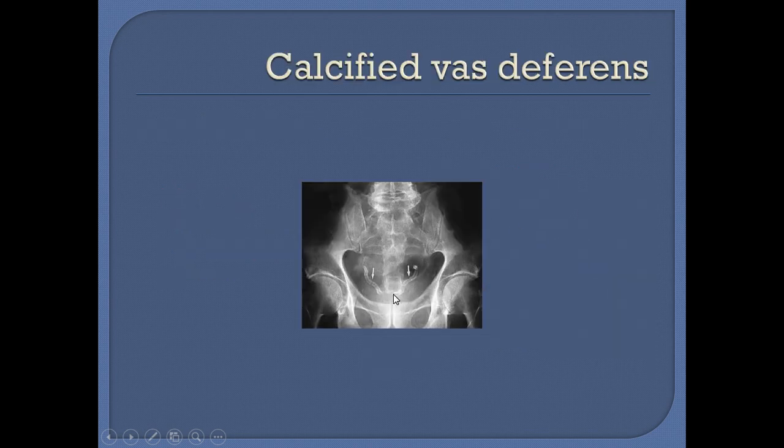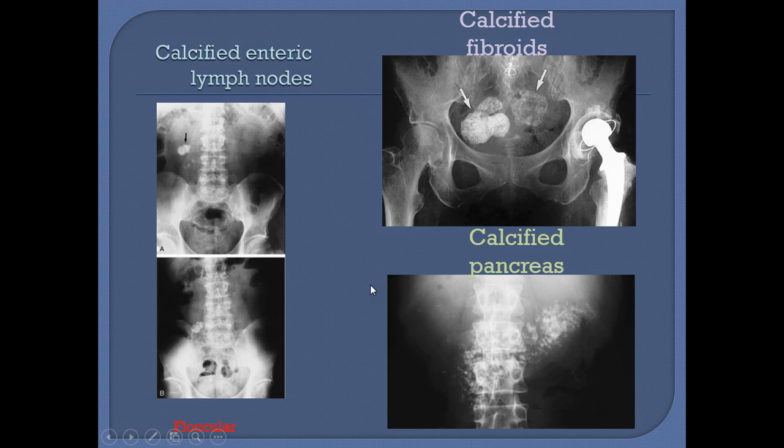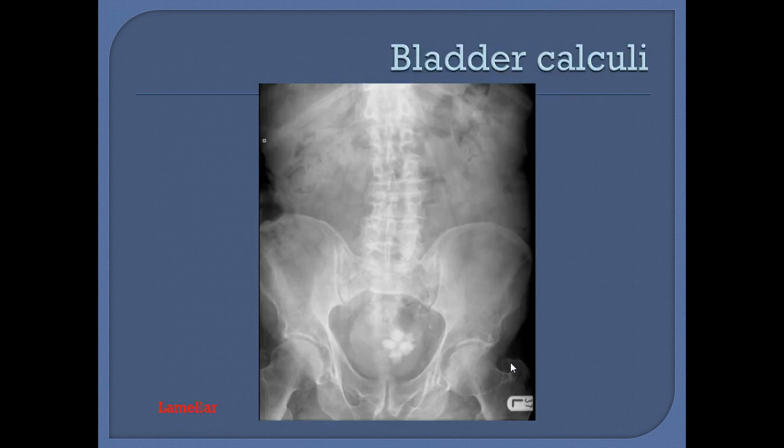Then in the X-ray pelvis, you can see the calcification of the vas deferens. These are normal. Calcified mesenteric lymph nodes, you can see, are a benign finding, but usually in cases of tuberculous adenitis we can also observe them. Then some calcified fibroids you can see in the pelvis, and calcification of the pancreas, usually seen in recurrent pancreatitis. Bladder calculi, you can see this is the image of the urinary bladder, and you can see these calculi.